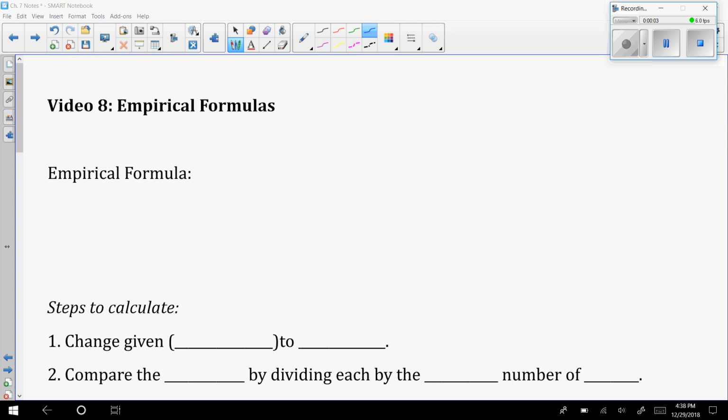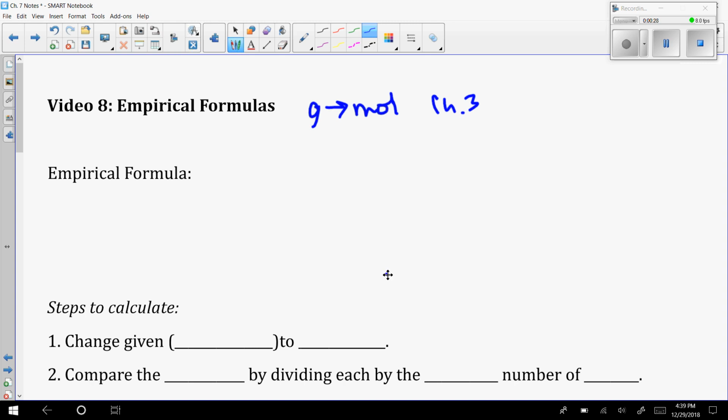This video is on empirical formulas, what they are, and how to calculate them from some given information. You're going to need to make sure you review or remember how to convert grams to moles. That was back in chapter 3. So I would take a look back at your notes, see if you remember that. If you don't, I would rewatch that video in chapter 3.